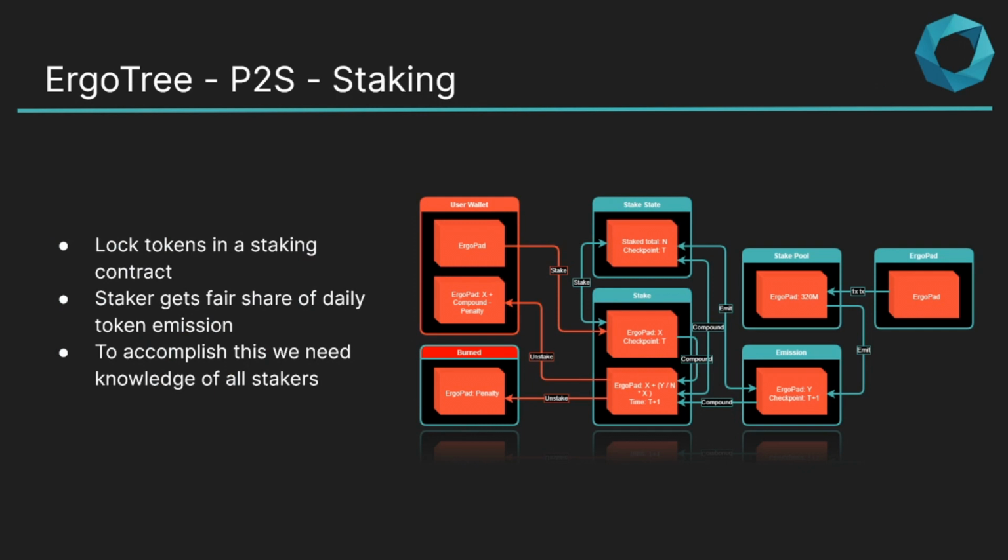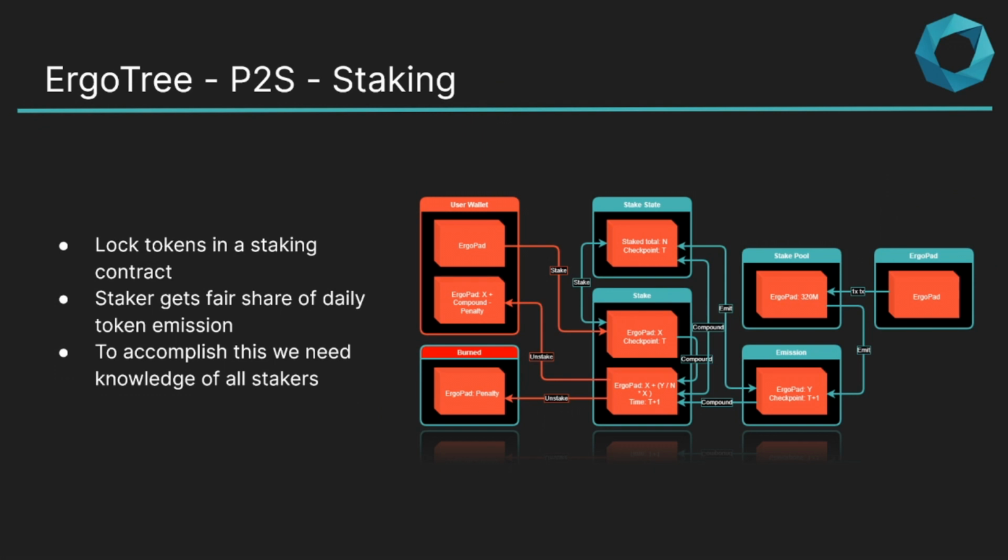So that was a simple example. Let's have a look at staking, which is quite a bit more complicated. In the ErgoPad staking setup, a fixed amount of ErgoPad tokens is released every day to be divided between all staking boxes. Emission is fixed and distribution is fair, so APY will be the same for everyone, but will go up and down, all depending on how many ErgoPad tokens are staked in total.